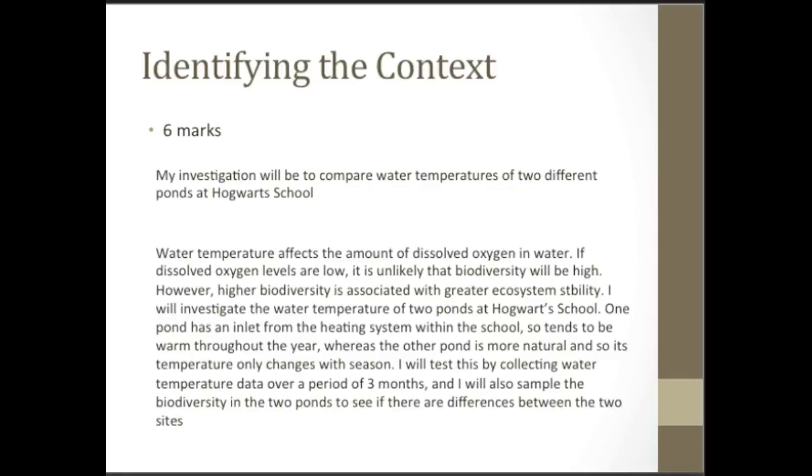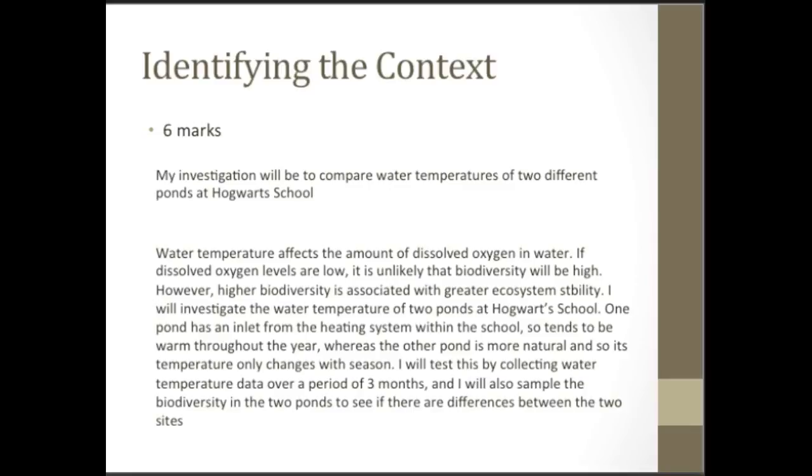What I have to do in identifying the context is to say why it's important. So in warm water, we get less dissolved oxygen, and therefore there's less oxygen for different organisms. So I would expect that in warm water, biodiversity would be quite low. And at this school, perhaps, we've got an inlet and maybe the water from the heating system is coming out into that pond and warming it up. And maybe that's lowering the biodiversity.